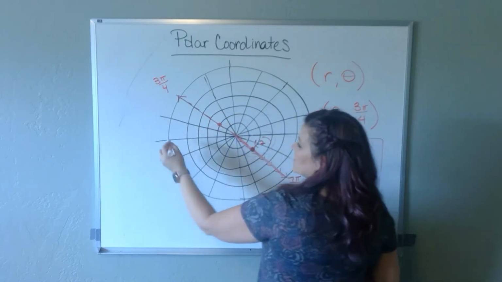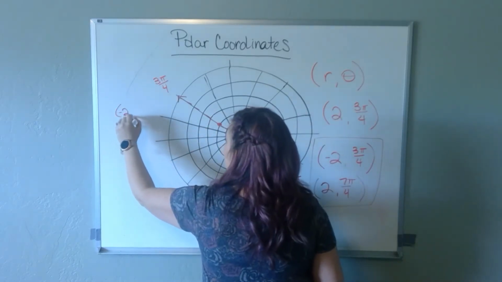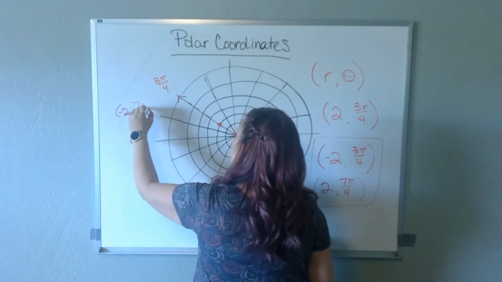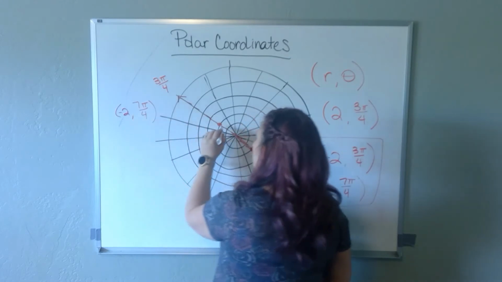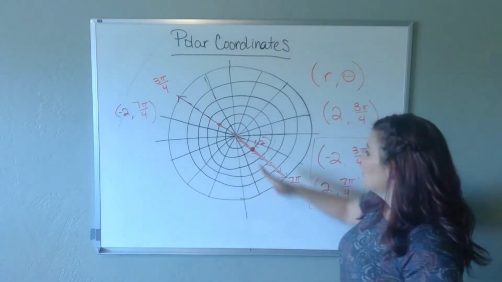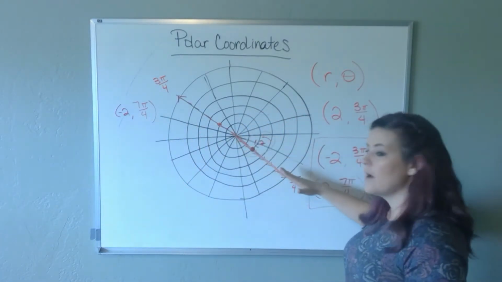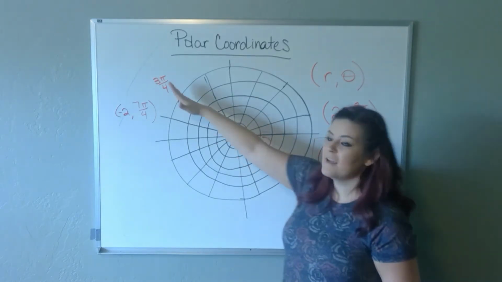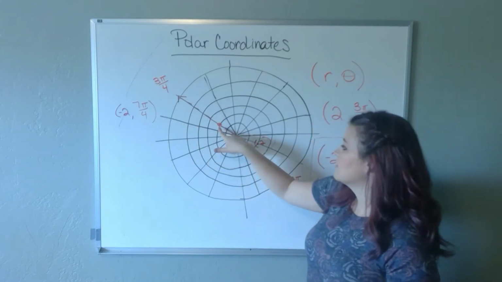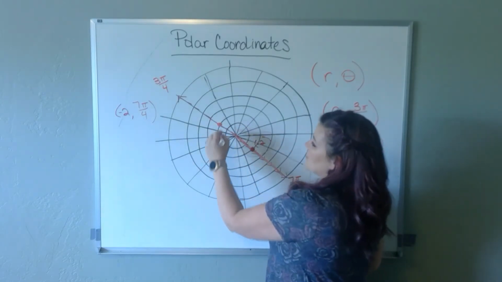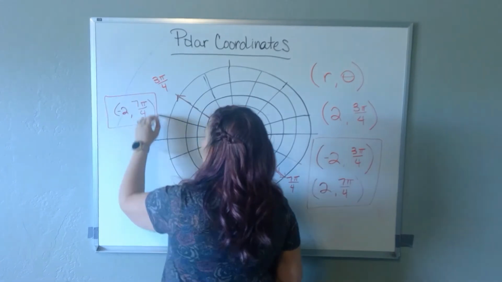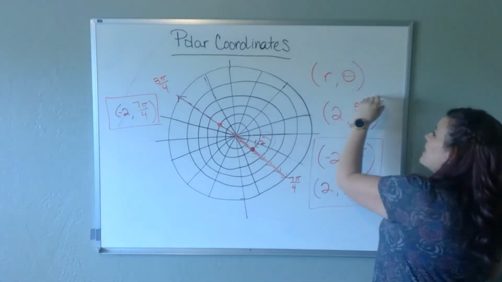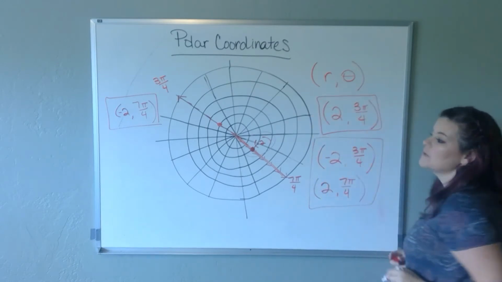If r instead was negative 2 and our angle was 7 pi over 4, would I get to this point here? Our original angle, 7 pi over 4, would have a positive r that went this way, but a negative r that went back the opposite direction, and we would get right back to this point. So this negative 2, 7 pi over 4 is actually the same exact point as positive 2, 3 pi over 4.